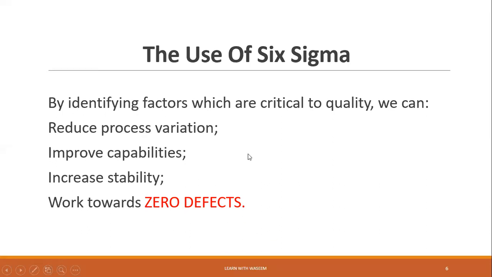Okay, so the main objective of using Six Sigma is to reduce the defects to zero, but I think that is not possible. That is just an ideal situation. Okay, so Six Sigma level means 3.4 defects per million parts.